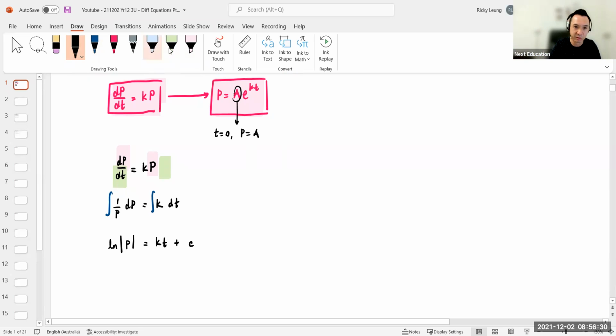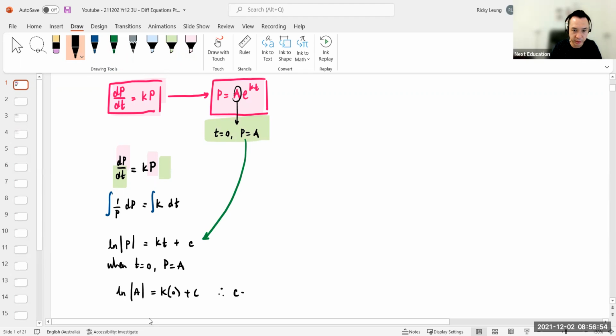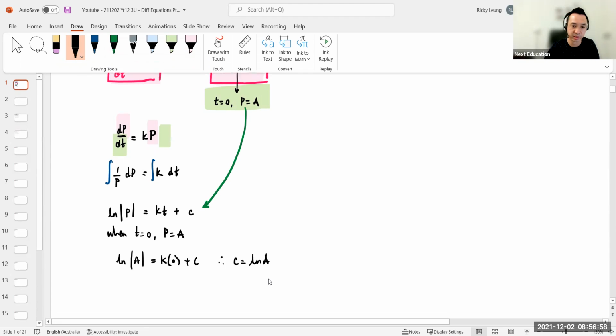That's where we now sub in the initial conditions into here. So when t equals zero, p equals a. If I sub all that in, it'll be ln a equals k times zero plus c. Therefore, c is ln a. Assume that a is positive, so let's just get rid of the absolute value.